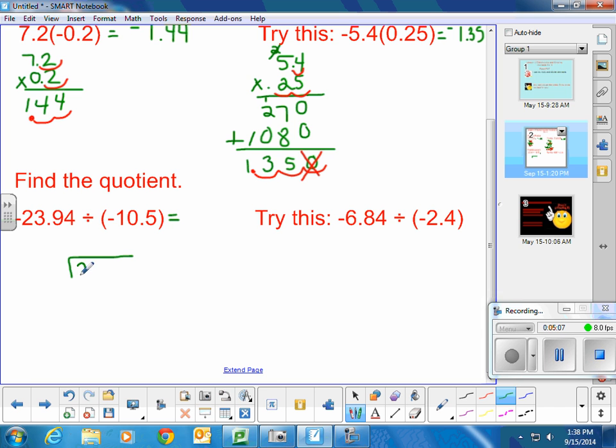Now I'm going to go ahead and put the numbers where they belong. 23 and 94 hundredths is going to go right there, and 10 and 5 tenths is going to go out here.